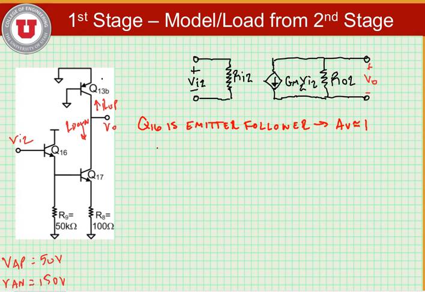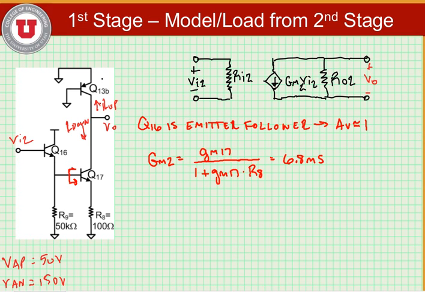And the Gm looking into that stage now is from this device. So we find Gm2 is equal to gm17 divided by 1 plus gm17 times R8. Substituting values in that we already know, this is 6.8 millisiemens.